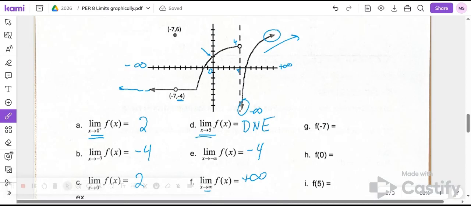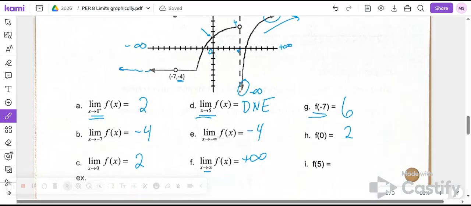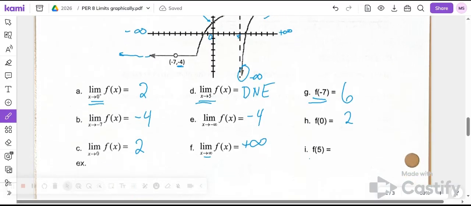All right. Now, Olivia, this is where that lonely point up there comes in. What would be my f of -7? 6. That's where that point comes in. All right, f of 0? 2. Now f of 5. For f of x, we don't like to use D and E. We use the word undefined.